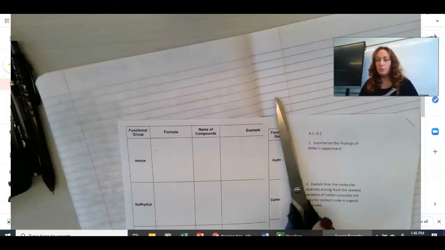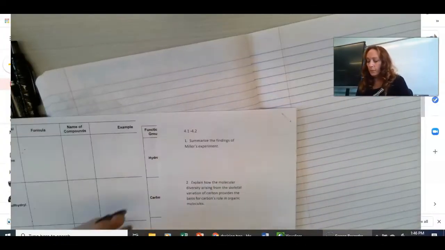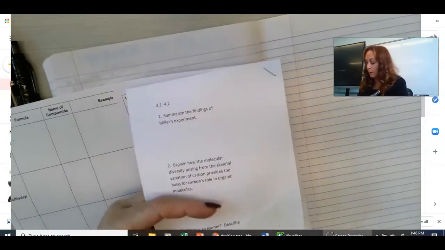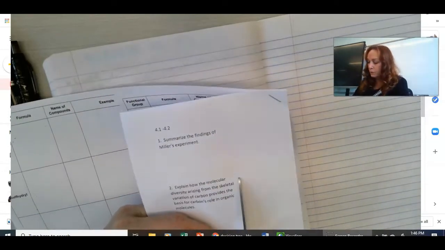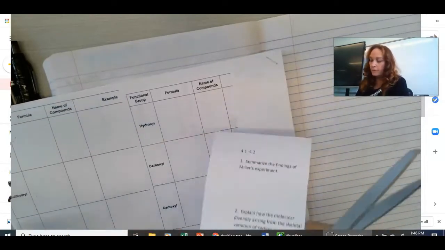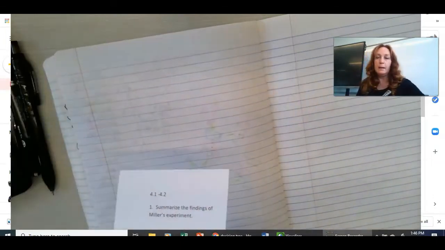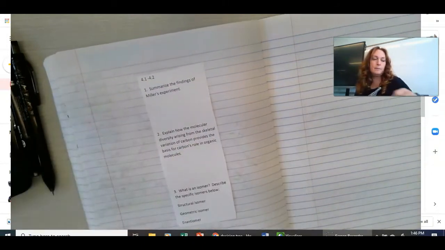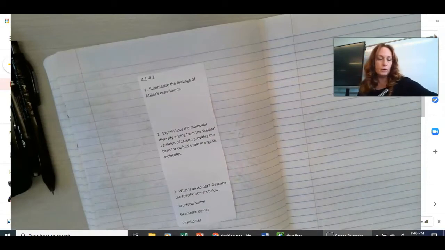Okie dokie. So here we go. We're going to move on in our biochemistry unit. So there's absolutely nothing ever now that we don't understand about water. And we're going to move to carbon. And again, this is 4.1 and 4.2.